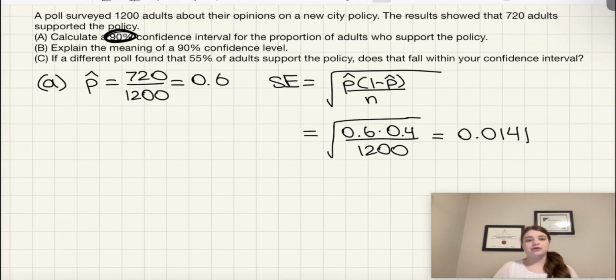So depending on whether we would rather have a smaller interval but be less confident that we are correct, or whether we'd rather have a larger range of possibilities but, because of that, be more confident that the true percentage of adults that support this policy is actually within that range. So in this case, they want a 90% confidence interval.